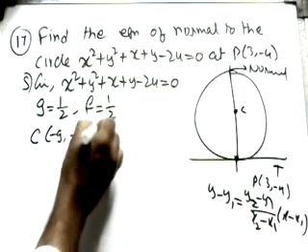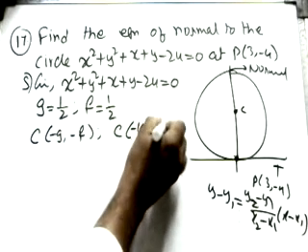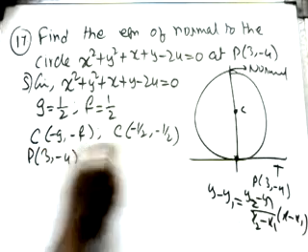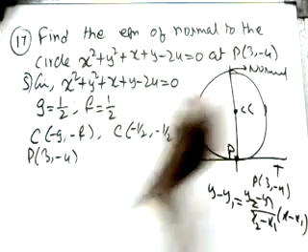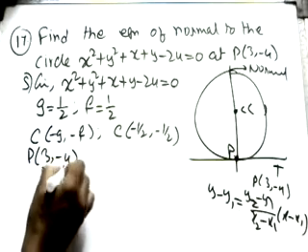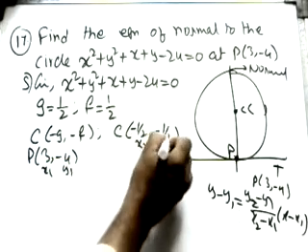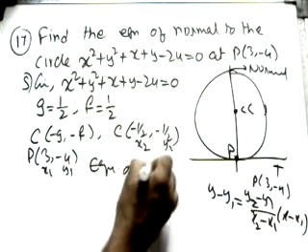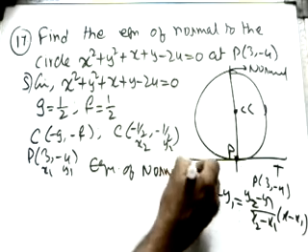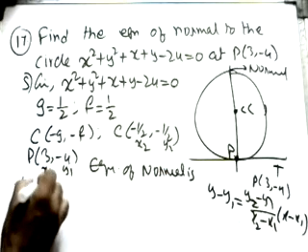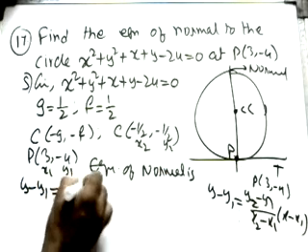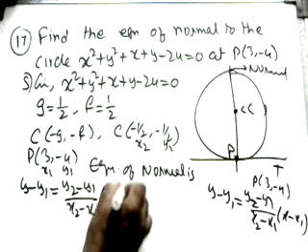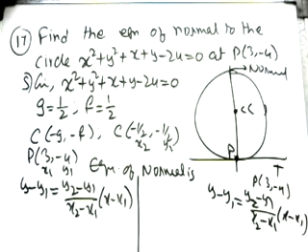Now what is the center here? Center is minus g comma minus f. So this will be minus 1 by 2 comma minus 1 by 2. Also the given point is 3 comma minus 4. Suppose this is P, this is C. Suppose this has x1 y1, this has x2 y2. So what is the equation of normal? Y minus y1 equals y2 minus y1 by x2 minus x1 into x minus x1.